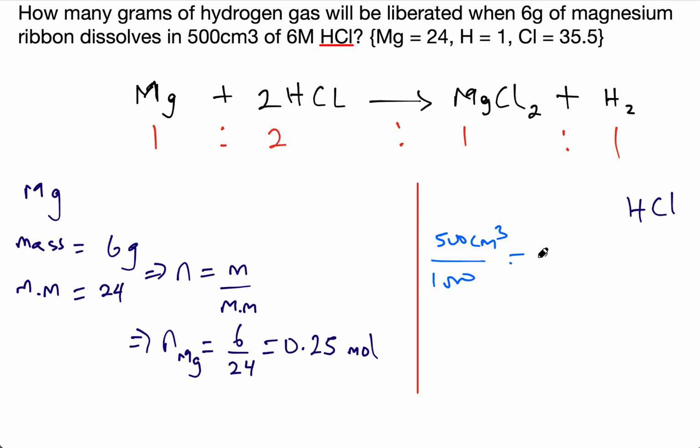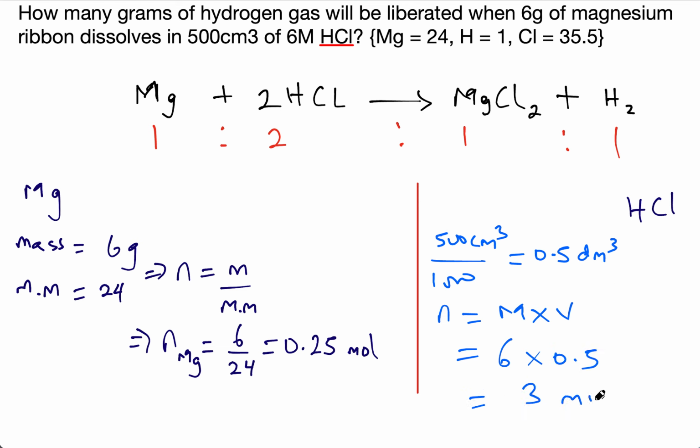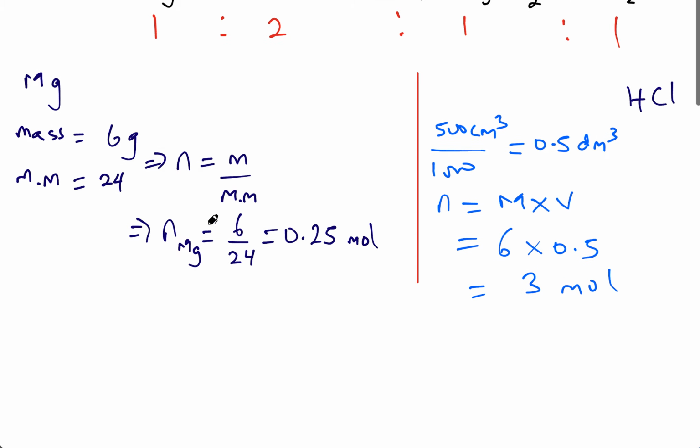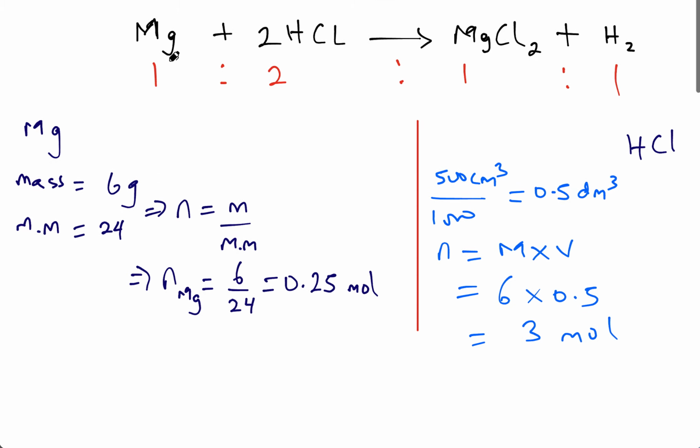When we divide it by 1000, then we get 0.5 dm³. Now, to get the number of moles, that will be the molarity multiplied by the volume in dm³. The molarity is 6, then the volume is 0.5 dm³, and that implies that we have 3 mole here. Now, this is where the comparison starts. Now that we have these 2 pieces of information, based on the ratio, the ratio of Mg to HCl is 1:2.